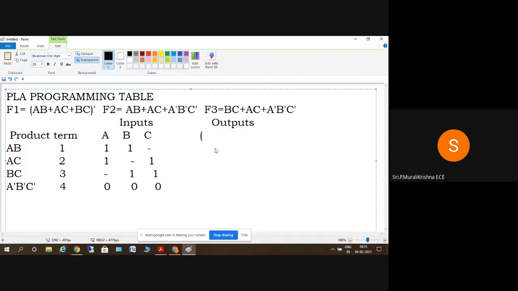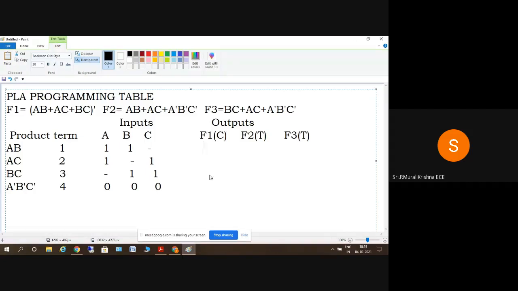Outputs. So the outputs here, F1. Bracket, mention them as a true form or the complement form. So it is a complement form. F2, mention it as a true form. And F3, mention it as a true form.